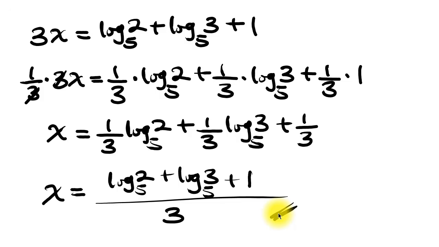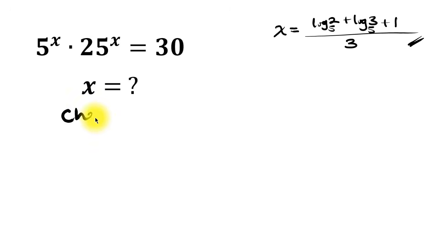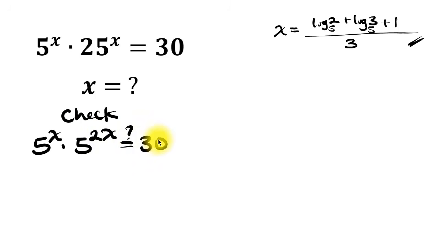Now let's check if what we have is correct. So let's check. This is our value we got for x. Now let's simplify the left hand side and see whether when we substitute x we get 30. So this is 5 to the power of x times 25 to the power of x, which is the same thing as 5 to the power of 2x. Good. So we're checking to see if we're going to be having 30.